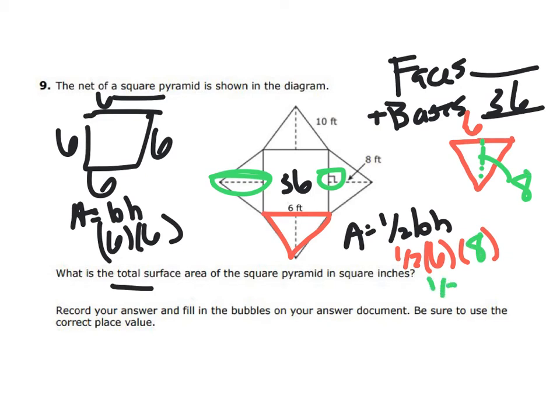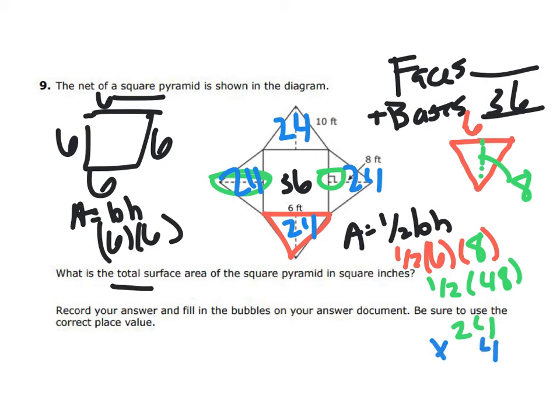So when I simplify, I get 1/2 of 48, which is 24. Now a lot of you will automatically want to put 24 in there for faces. Be careful, because that's the area of one face. What that's saying is that all of these are 24. So how many 24s do I have? I have 4 of them, so I need to multiply this number by 4. That gives me 96. So make sure that you multiply by all 4 faces.